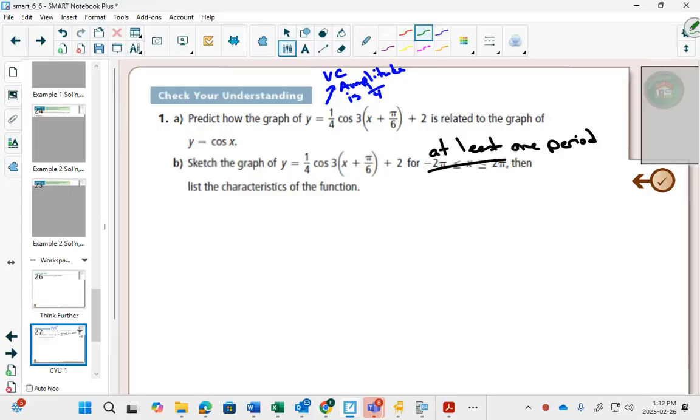The 3. That 3 would be a horizontal compression. If we used our language from chapter 3, you multiply everything by 1/3. In this unit, it tells us our period is equal to 2 pi over your b value, 2 pi over 3.